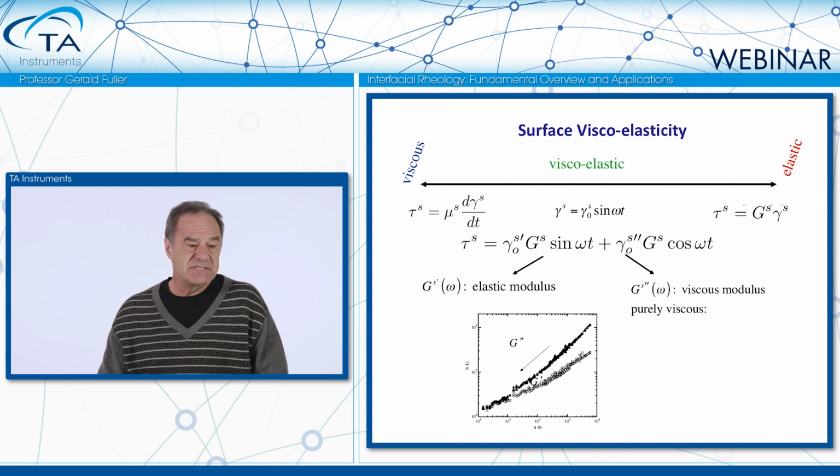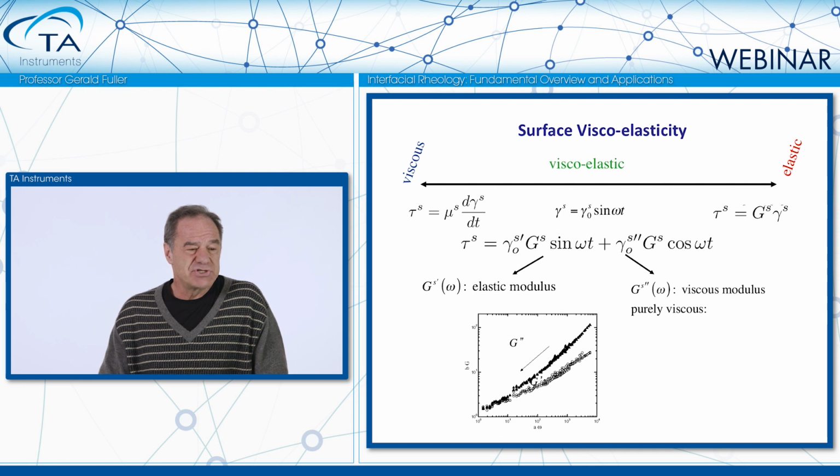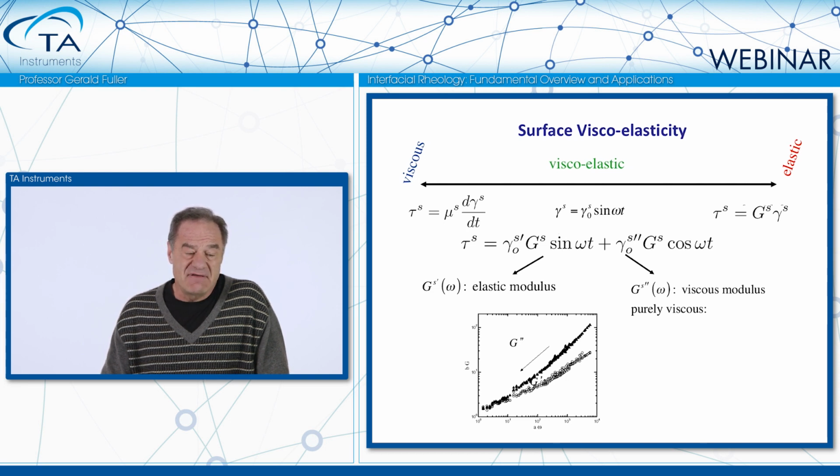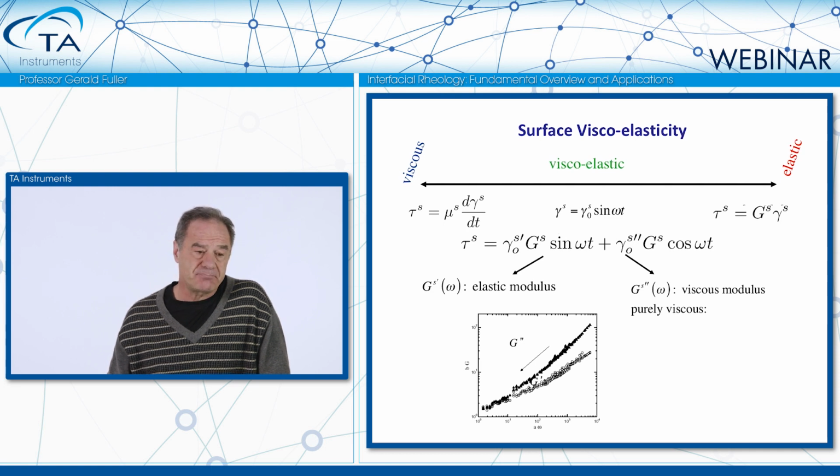And so, as you can see in the equation, tau superscript S, that's the stress at the surface, it's either proportional to a sine wave, that's the in-phase part, or proportional to a cosine wave, that's the out-of-phase part. And there are two moduli. You have the surface elastic modulus, G prime, and the surface viscous modulus, G double prime. And you can see an example below where you plot these moduli as a function of frequency.